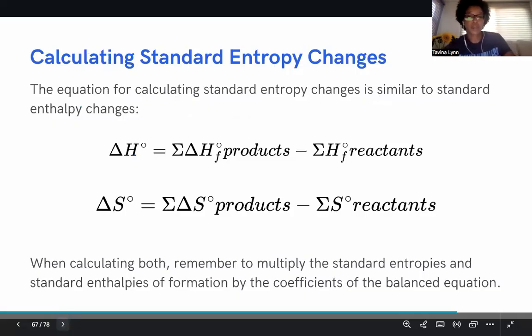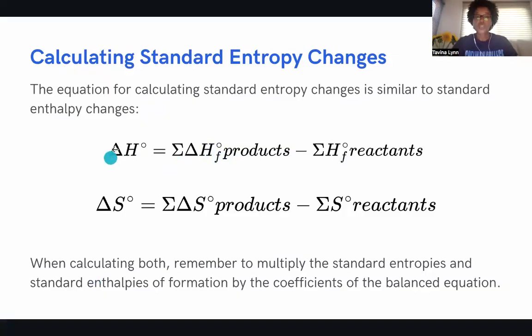So how we calculate them, this is the formula. And the equation is similar to calculating the standard enthalpy of formation. That's what that little f is. So just like when we calculate the standard enthalpy change, we sum over the standard enthalpy of formation for all the products, and we subtract the sum of all of the standard enthalpy of formation of the reactants. And we similarly do this if we're calculating standard entropy values.